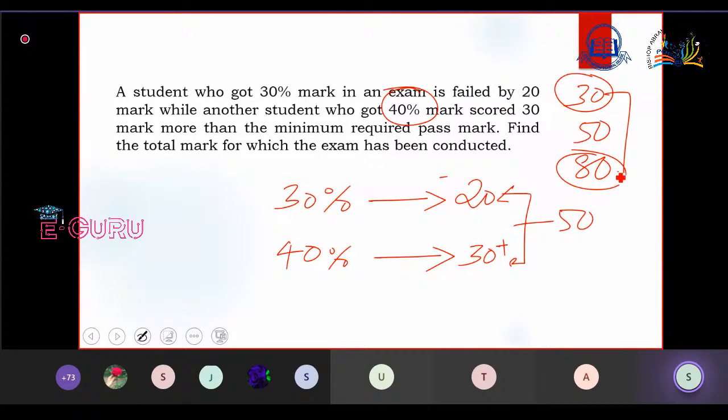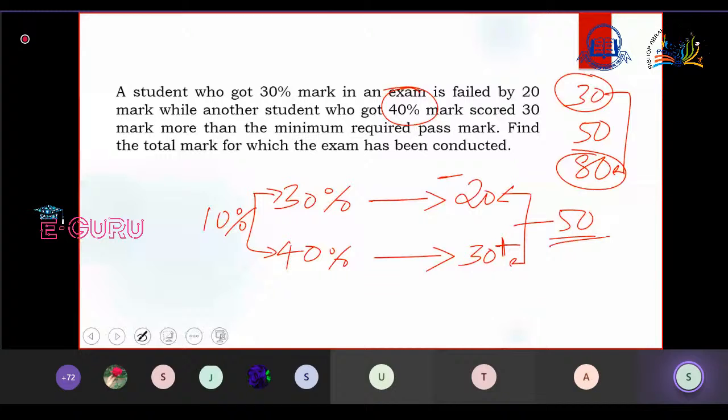Now these two students' mark difference is 50, right? 30 plus 50 is 80. Likewise, here also, if one side is minus and the other side is plus, then the difference will be the sum of these two. So minus 20 and 30 are the two values, so the difference is 50. Now if we take the percentage difference, we get 10%. So the percentage difference between these two students is 10%.